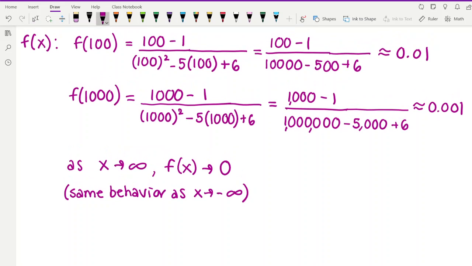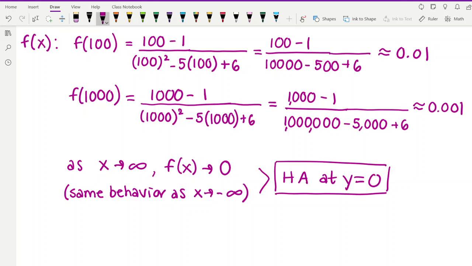And so what does this tell us in terms of asymptotes? Well, we know that if your function is eventually kind of leveling out to a particular y value, it has a horizontal asymptote at that y value. And so what we should see is that our graph should have a horizontal asymptote at y is equal to 0. So let's take a look at the graph and just confirm that we actually see that happening.